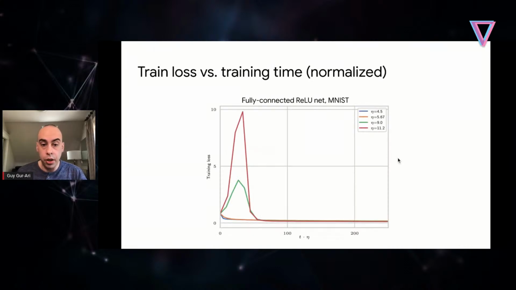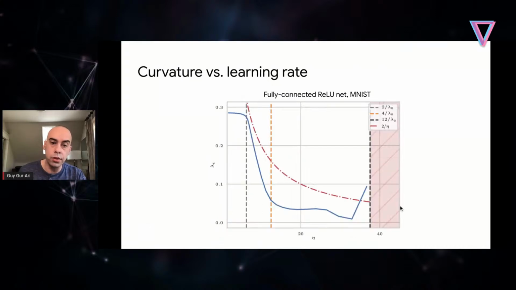Okay, so now let's see some empirical results and see how these predictions hold up in practice. So this we've already seen. It's a fully connected network with ReLU trained on MNIST, and we see the catapult effect here. When we train with small learning rates, the loss goes down, and when we train with large learning rates, we still converge, but we see this loss exploding at first. We see the catapult.